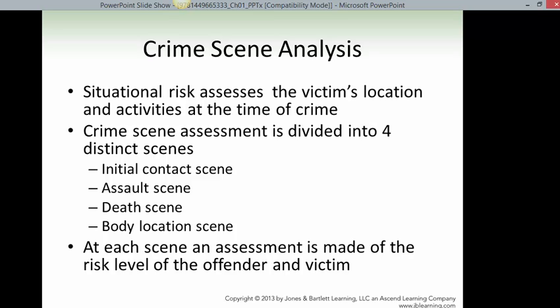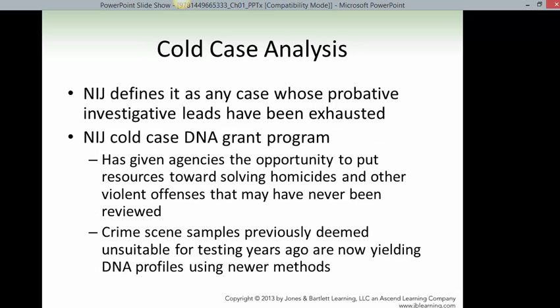Situational risk assesses the victim's location and activities at the time of the crime. Crime scene assessment is divided into 4 distinct scenes: initial contact scene, assault scene, death scene, body location scene. At each scene, an assessment is made of the risk level of the offender and the victim.